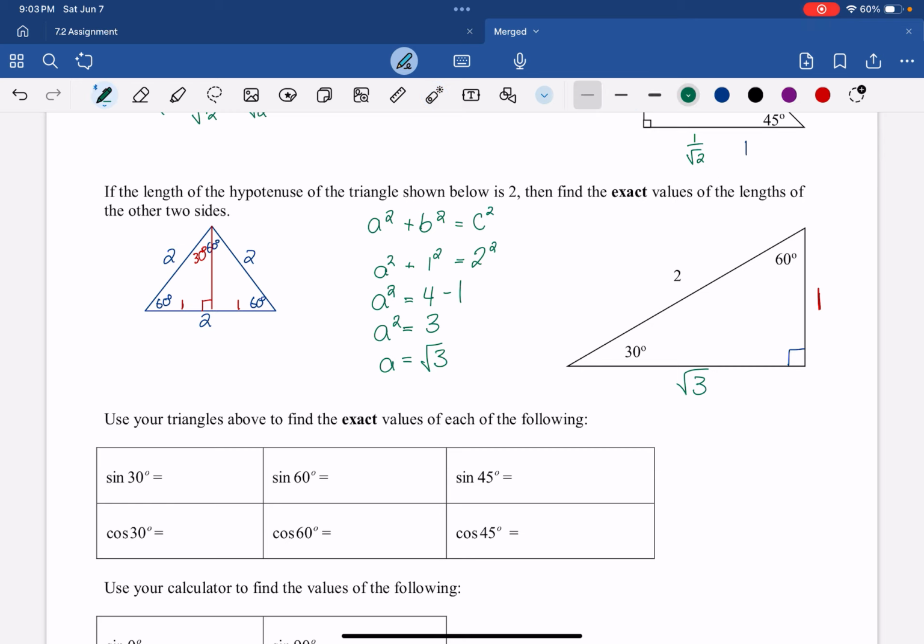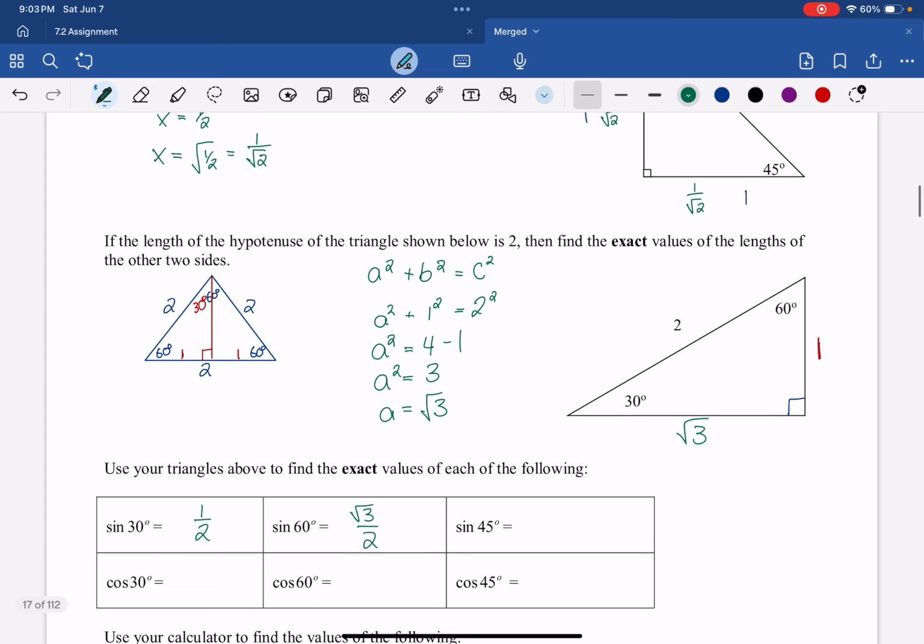So for applications of actually using this, if I wanted to find the exact value of sine of 30 degrees, I know that sine is opposite over hypotenuse. The 30 degrees is here. My opposite would be 1, and my hypotenuse will be 2. So the exact value of sine of 30 degrees is 1 over 2. We'll do the same thing with sine of 60. That would be opposite over hypotenuse, which will be root 3 over 2.